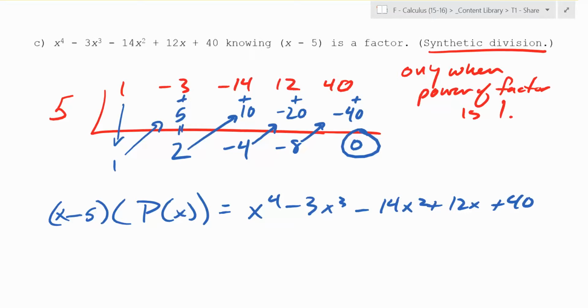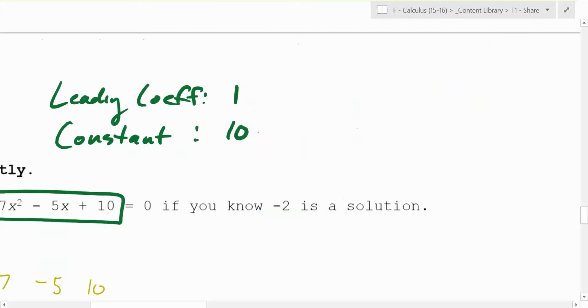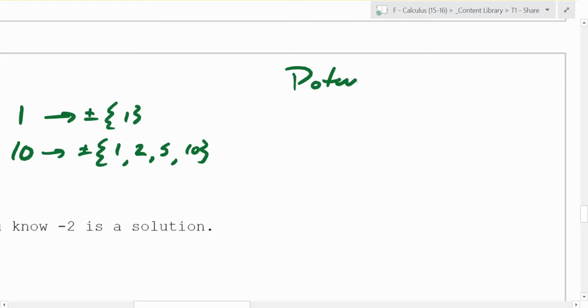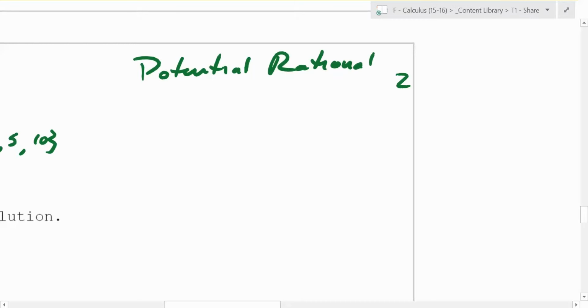But here's the magical thing. Along the way, synthetic division tells you the other polynomial. Can you see it? Factors of 10 are plus or minus what? 1, 2, and? 10. What are all the factors of 1? Plus or minus 1. Here's what you do to make your list of potential, this is totally a bonus topic, rational zeros. Do you see that first word? What does that first word mean?